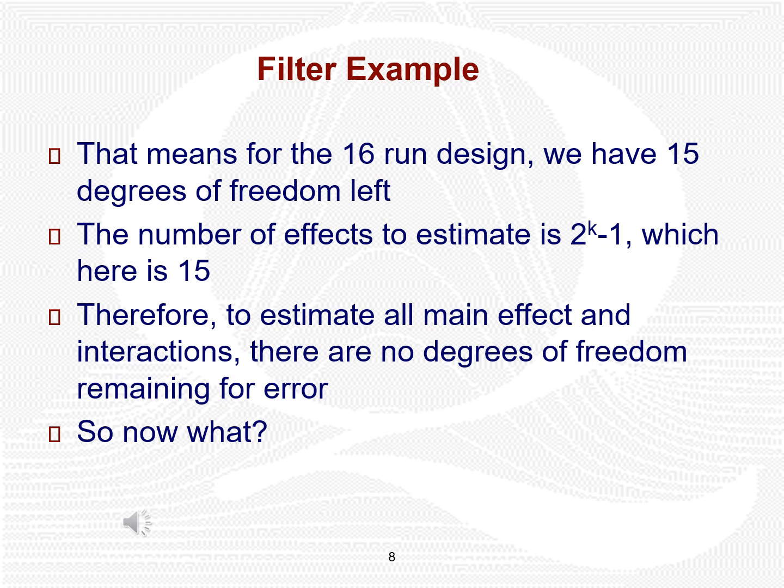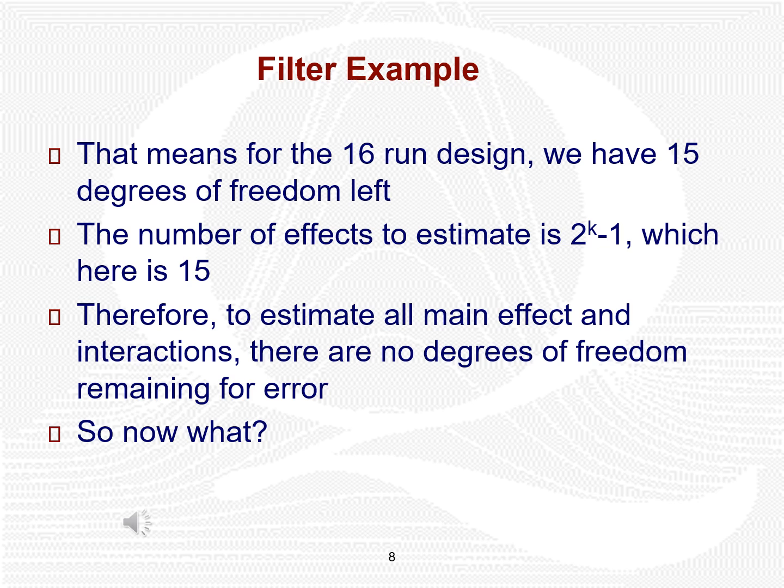This means for our filtration example, since we have 16 runs total, we have 15 df to work with. The number of effects for the 2^k design is 2^k - 1, which in this case is 15. This means that if we want to estimate all of the effects, we have to use up all of the available df, which should lead you to see that there are no df available to estimate error.